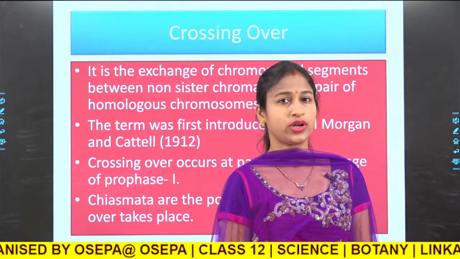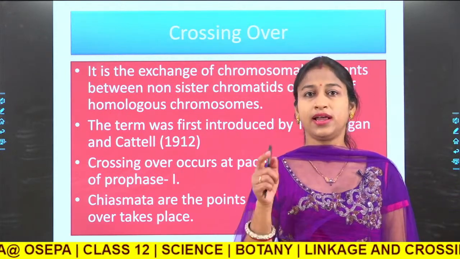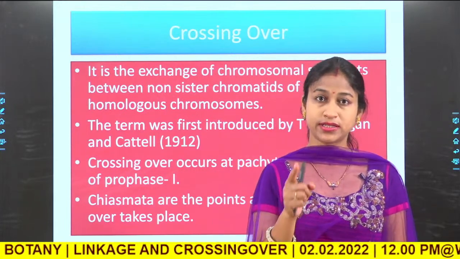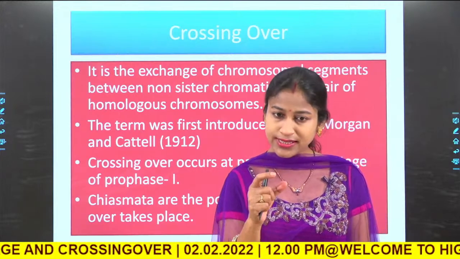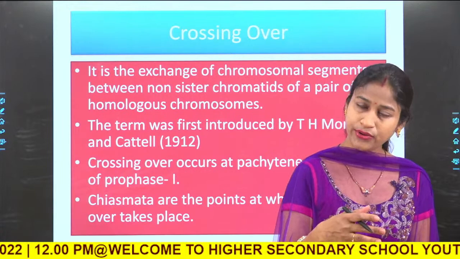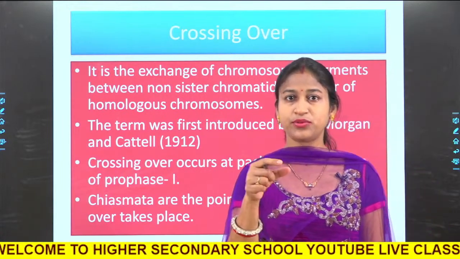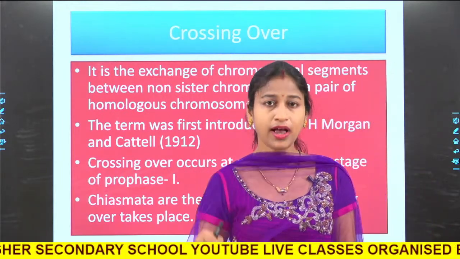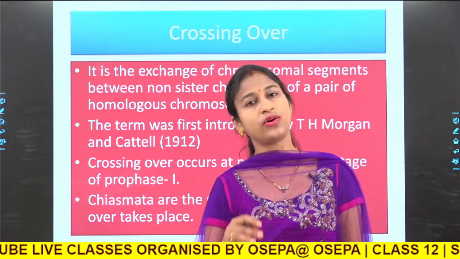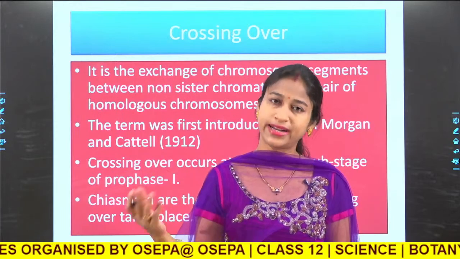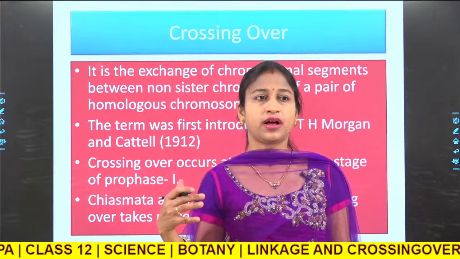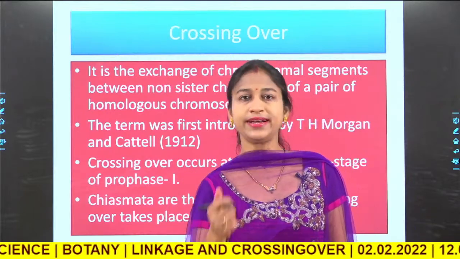Now, before going to crossing over, let me tell you one thing. Linkage and crossing over, they are the two sides of the same coin. If the distance between the linked genes is less, they are inherited as a single unit. If the distance increases between the linked genes present on a single chromosome, they show crossing over, and because of crossing over, we are getting recombinant types. So, linkage and crossing over are very much complementary, or very much related to each other.